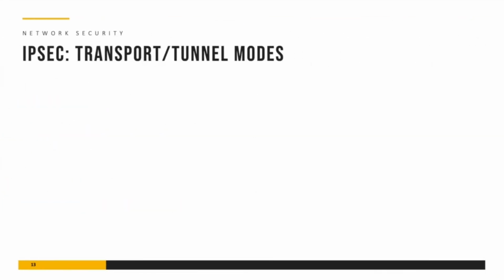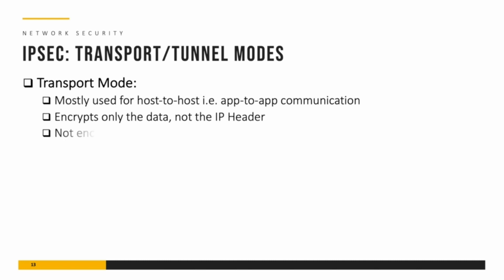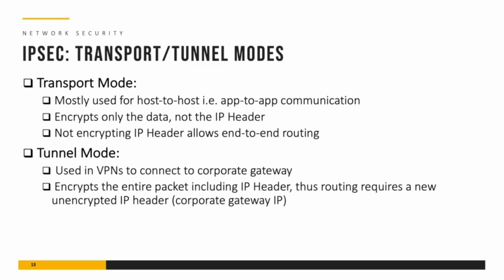Let's contrast the transport and tunnel modes of IPsec. In the transport mode, we usually have host-to-host communication or app-to-app communication, and we encrypt only the data or the payload, not the header. One advantage of not encrypting the IP header is that when routers on the internet need to route your packet, they can do so very easily because the IP header is not encrypted. So they can have a look at it and route your packet accordingly. In contrast to this, in the tunnel mode, when we encrypt the complete packet, it also encrypts the IP header.